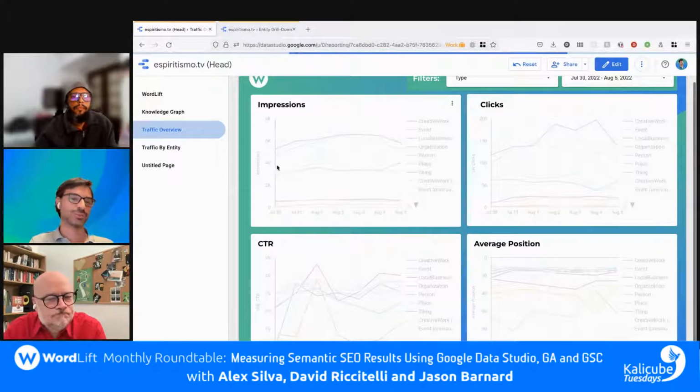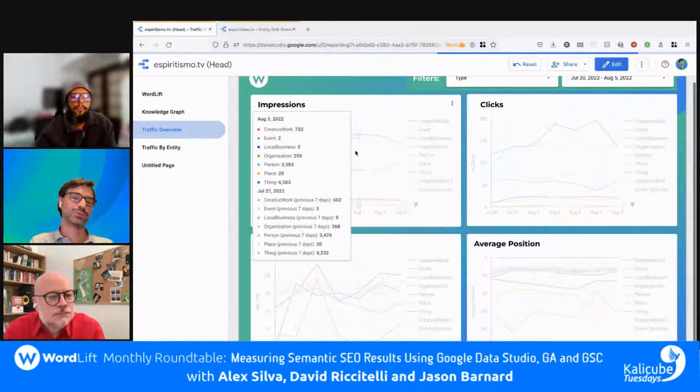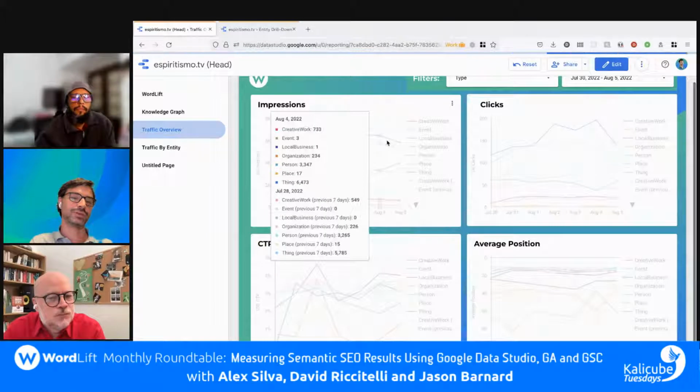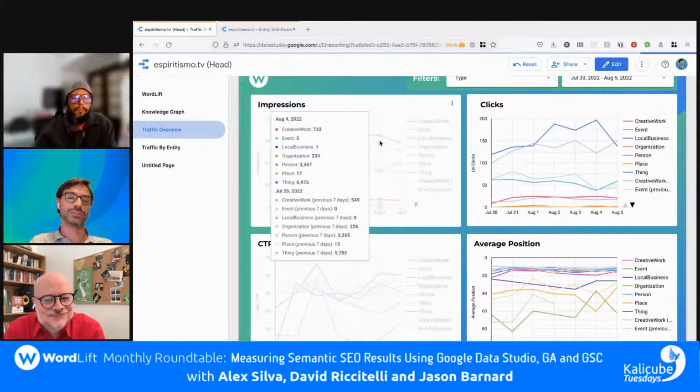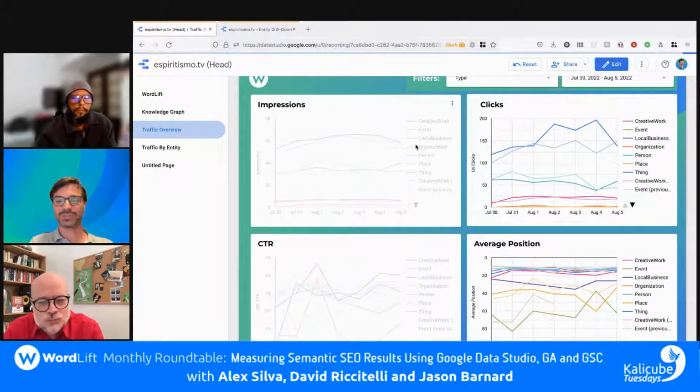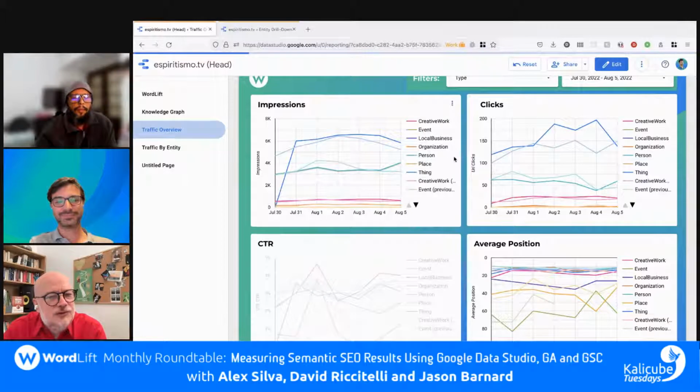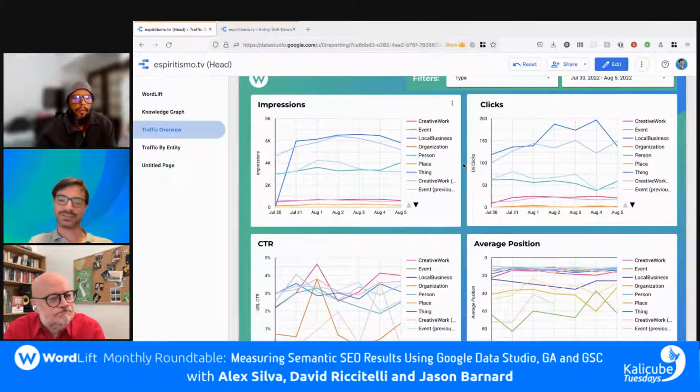You can see, Jason, what I was saying before, that it always takes a little bit of time for Data Studio to elaborate and process the data. So you always need to be a little bit patient. Right, and here are we looking at the impressions and clicks and the click-through rate for the entity pages that WordLift creates, or for all pages that include that entity? For all pages that include that entity.